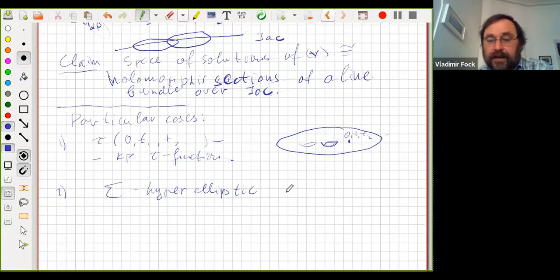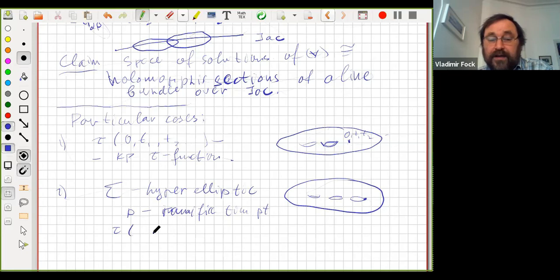If it's hyperelliptic, you have the same thing, and this point P is actually an invariant point, a ramification point. Then tau of, here you have the point P, and you have also 0, 0 T1, 0 T3, etc. So you take only odd variables. So tau of 0, T1, 0, T3, etc. is the KdV tau function.